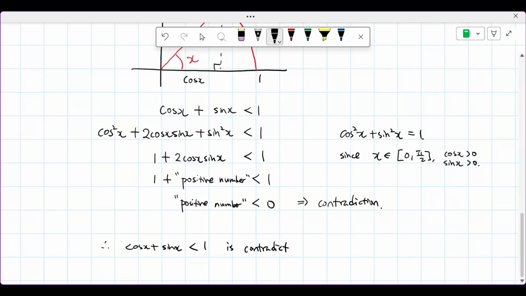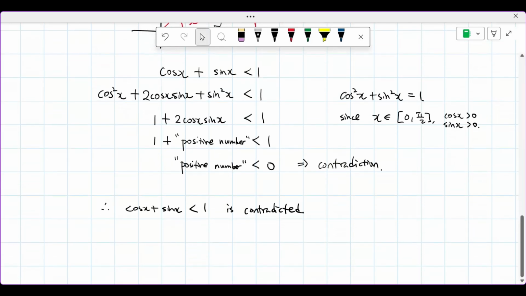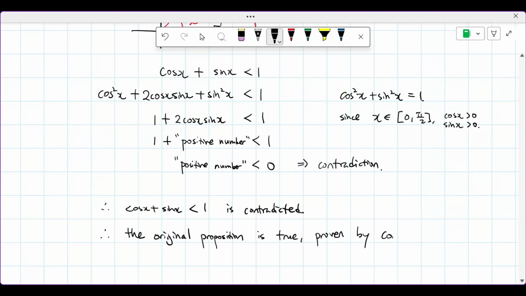which proves the point that the original proposition is true, proven by contradiction.